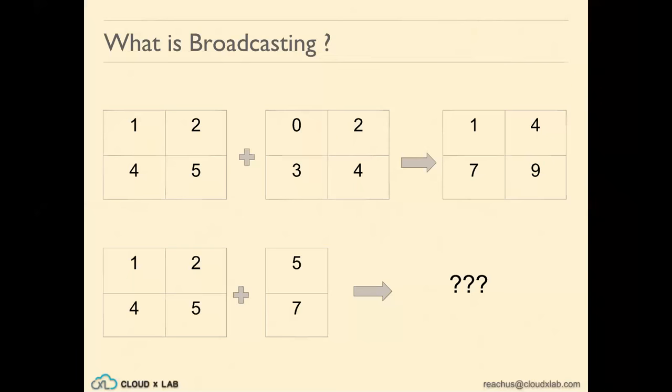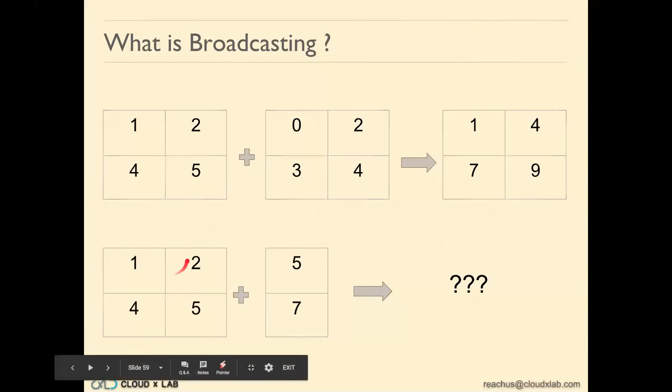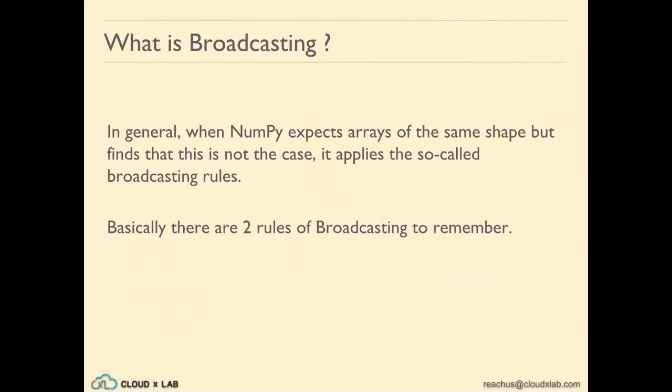Yes. Binta and Tanmay are right that this will basically repeat 5 and 7, and 5 and 7 will be added to this, and 5 and 7 will be added to this. So it'll be 6 and 11 here, and it'll be 7 and 12. This is called broadcasting. In general, when NumPy expects arrays of the same shape but finds that that's not the case, it applies the so-called broadcasting rules.